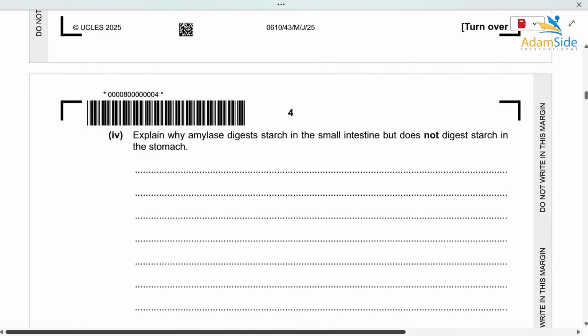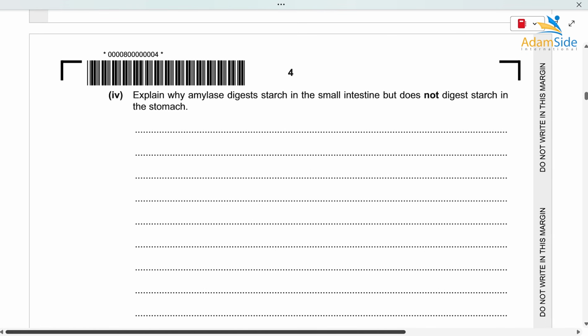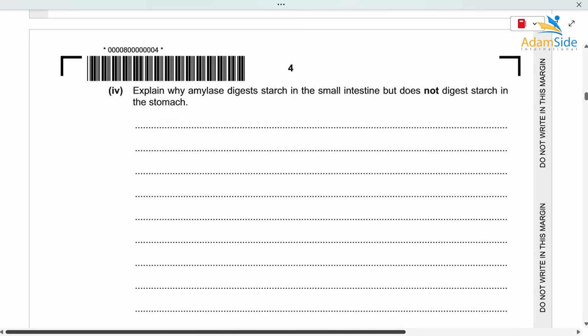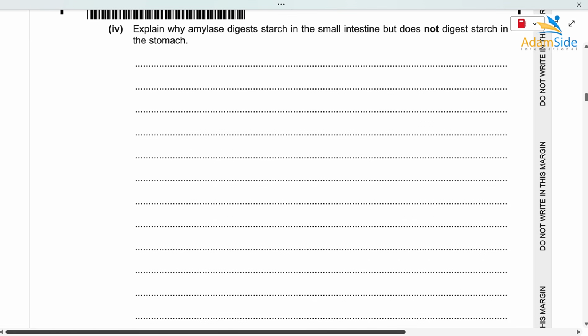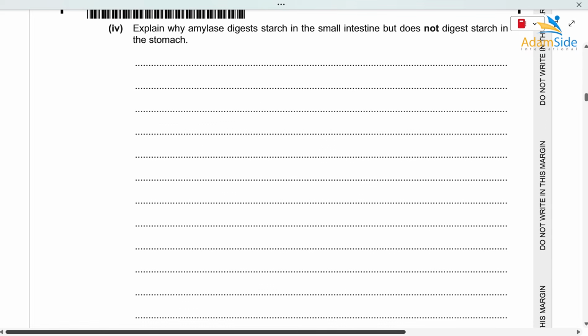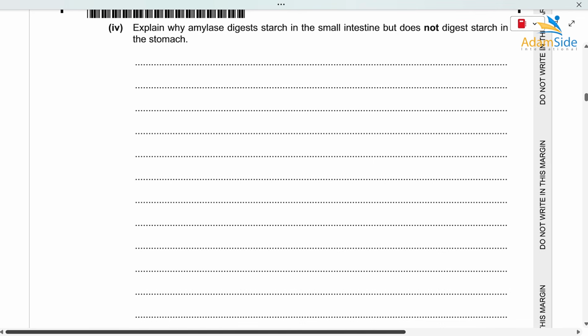The next question says, explain why amylase digests starch in small intestine but does not digest starch in the stomach. Alright, so the conditions within the stomach are way different from the conditions where amylase acts. Amylase acts in the small intestine, but it also acts in the mouth. So the condition in mouth and small intestine is way different from the condition inside the stomach. Why so? Because stomach has hydrochloric acid, all right? So it has a low pH in comparison to the pH inside the small intestine, all right?